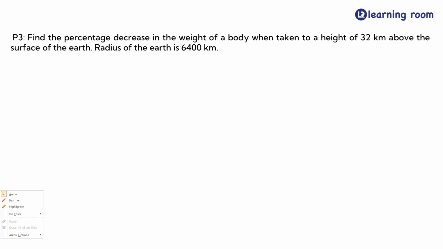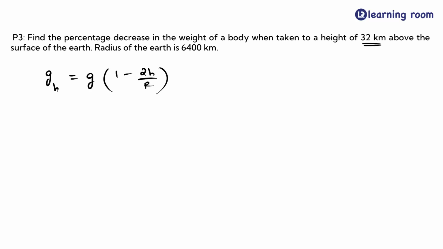Sir, first we can find g at height. Okay, so you want to find gh. Then we will compare mg and mgh. Okay, that is fine. So gh is how much? What should I use? g into 1 minus 2h by R. Why? Because the height is 32 kilometer only. 32 kilometer means it is close to the surface of the earth. So it is 1 minus 2h divided by R.